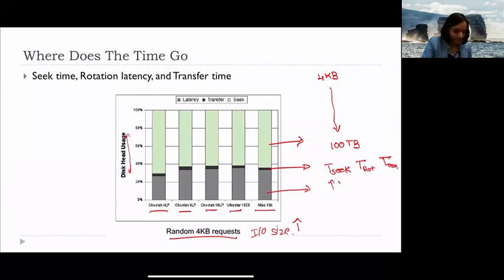Will seek time increase or decrease? Will rotation time increase or decrease? Will transfer time increase or decrease when we increase IO size? Or, upon increasing IO size, what happens to T-seek, T-rotate, and T-transfer? That's what you are going to think about and write your discussion post on for this module.